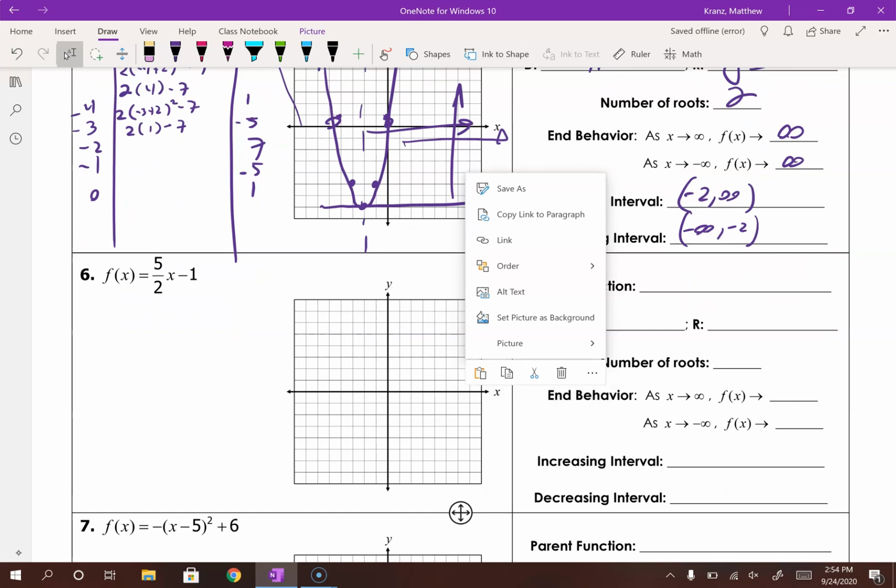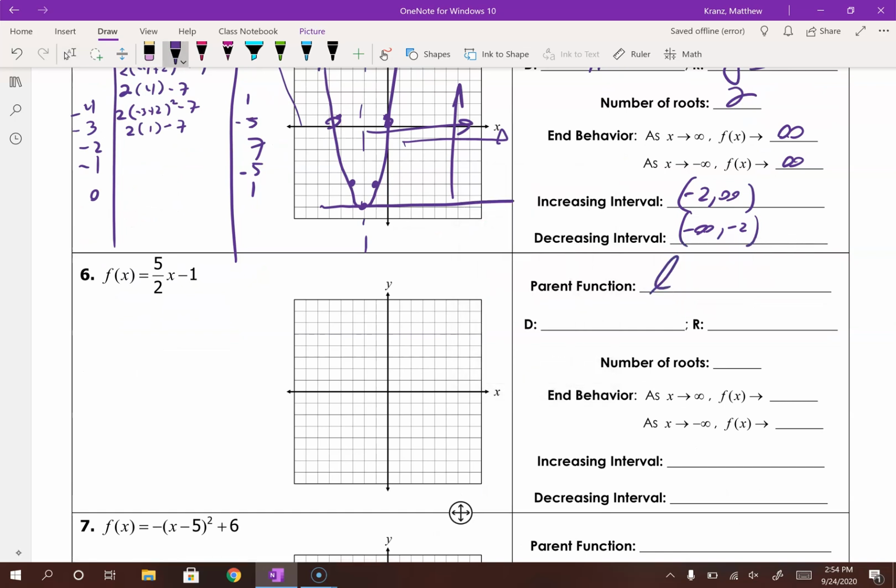Number 6 is a linear function. Right, it's already in y equals mx plus b form, so our y-intercept is -1, and our slope is 5 up, 2 over. Then if I go the other way, if I go 5 down, I'll go 2 to the left. It's just going to look like this. All right, our domain, all real numbers. Our range, all real numbers. It has 1 root. As it goes to infinity this way, it keeps going up, so it's going to infinity there. And as it goes to negative infinity, it's going to negative infinity in the y's.